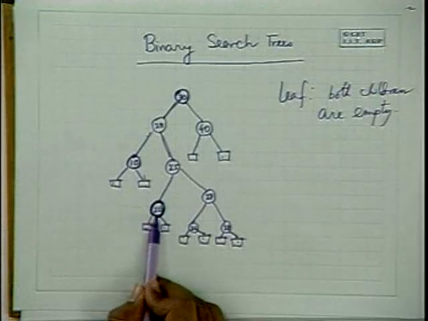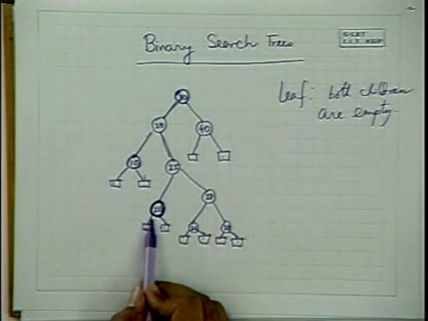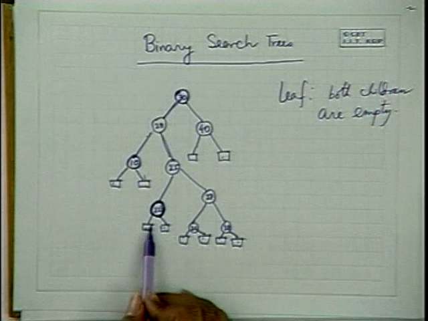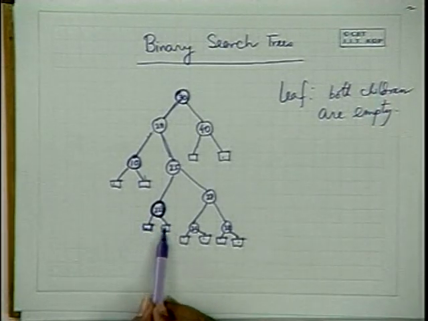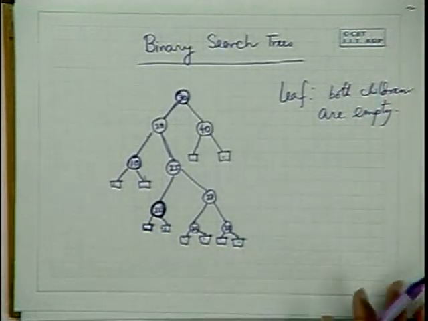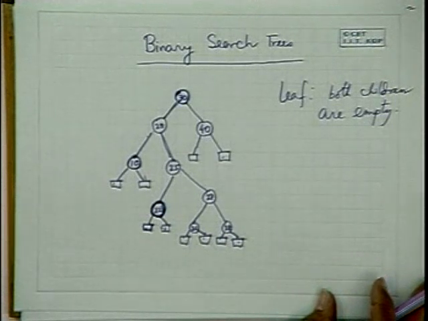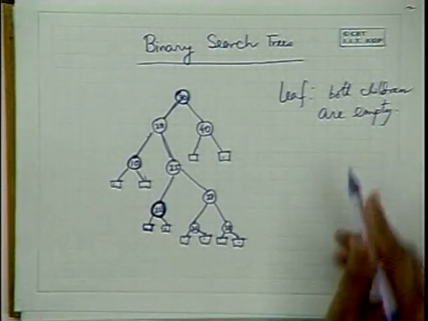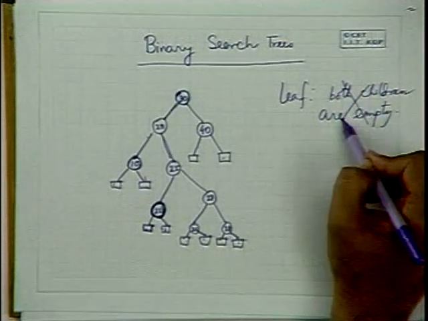In many books or other texts you will find that sometimes people declare those internal nodes with 2 empty pointers to be leaves, but we are not assuming that. We are assuming that these empty pointers are basically leaves, and all the other nodes are internal nodes. That is just our convention. So we are not going to follow this.